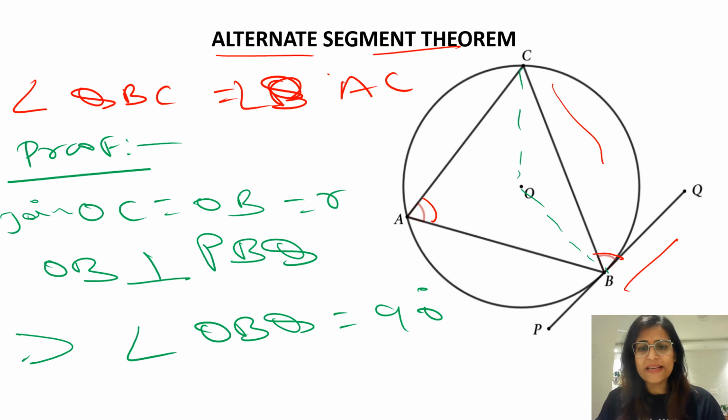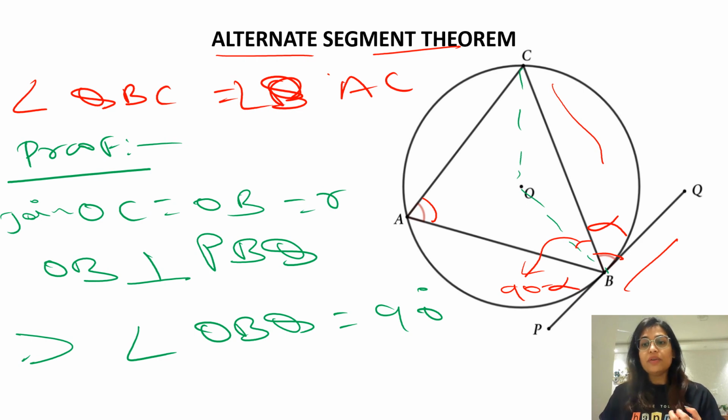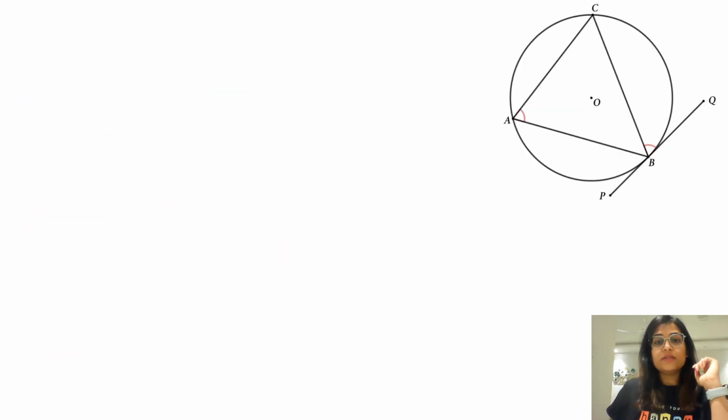Now to make it a little easy, I can assume angle QBC as alpha, because I don't want to write it again and again. If this is alpha, can I say this angle is 90 minus alpha? Yes, why not, 90 minus alpha. Now if I talk about this tiny triangle BOC, this angle is alpha and this angle is 90 minus alpha, as we have discussed on the previous slide, right?